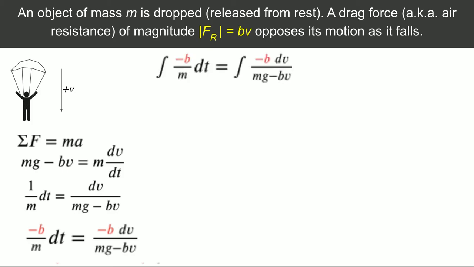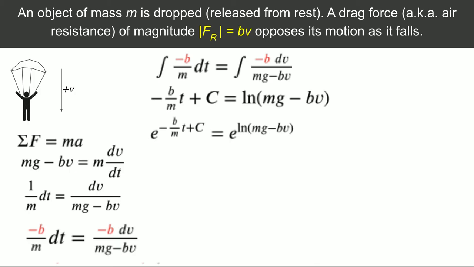And then we would integrate both sides of the equation. And again, on the left, same sort of thing we got before, negative b over m times t plus a constant. And on the right, we get the natural log of everything on the bottom. Now, we're going to do that same trick where we take e to each side of the equation to get rid of the natural log. Again, there's kind of a strange thing with the constant, how it comes out of the exponent and goes in front of the e.